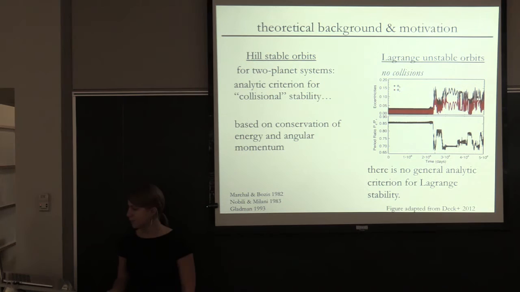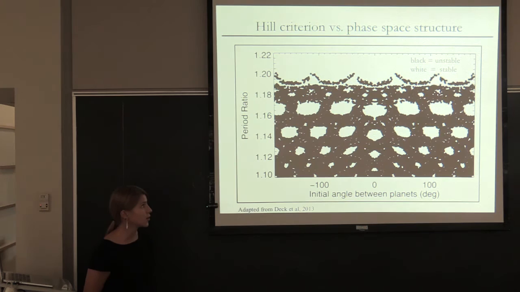To give you a little bit more motivation, here I'm showing in black the location of unstable orbits in phase space as a function of the period ratio of a pair of planets and the initial angle between the planets. And in white are regions where we integrated and we determined that they were long-lived.